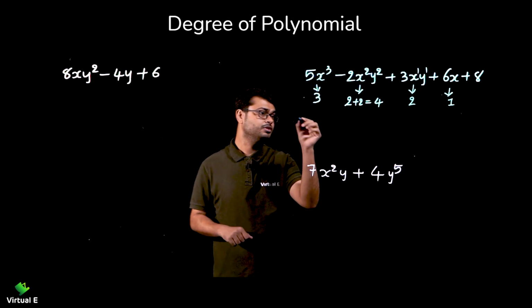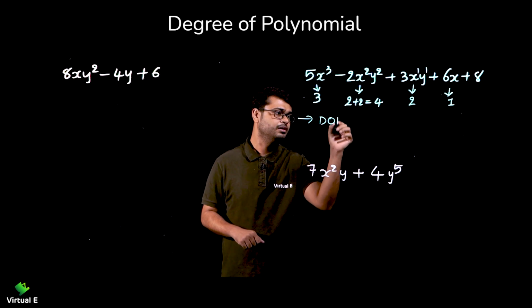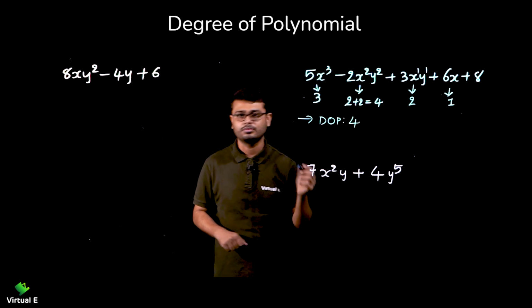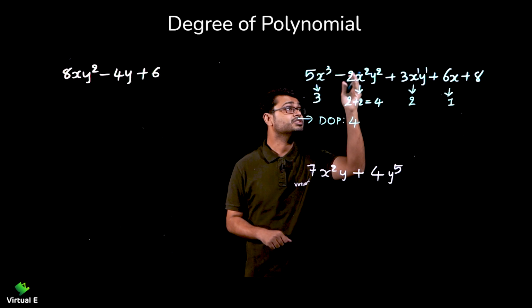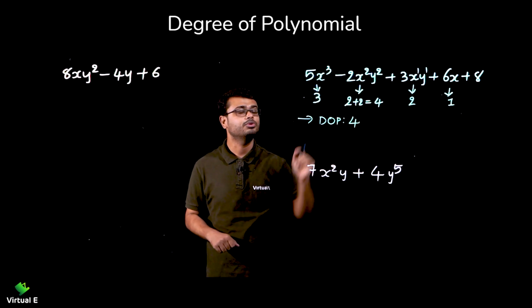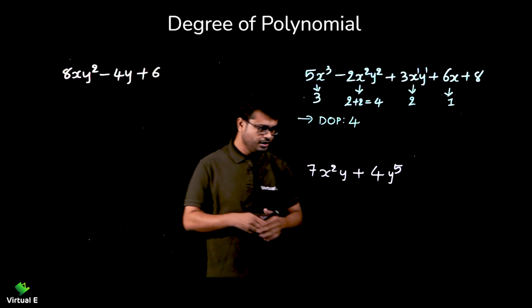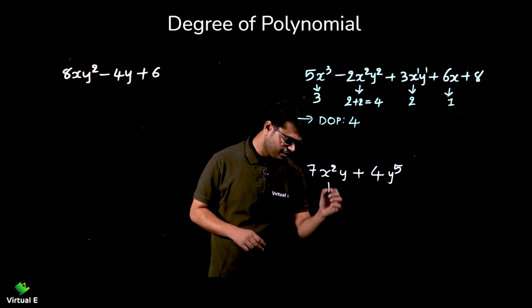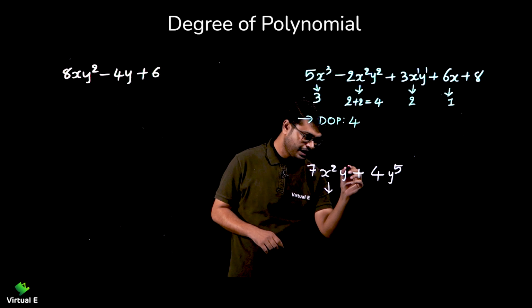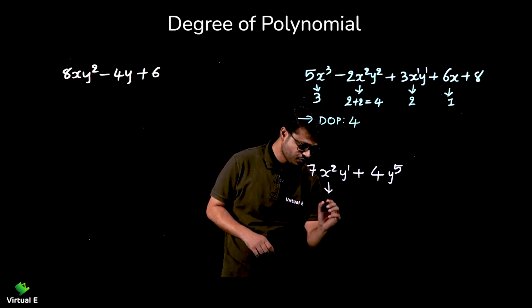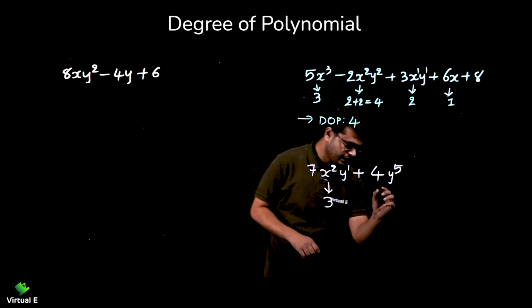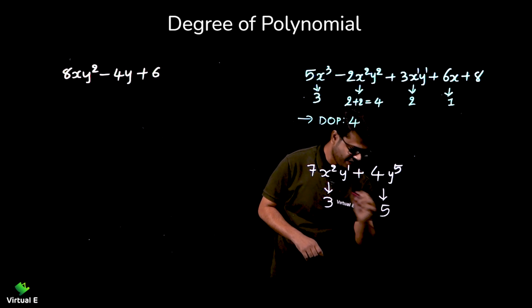Obviously 4. So the degree of polynomial will be 4. Simple, right? You are supposed to add the powers when you have more than one variable. Let's discuss the second case here. In this case, the power is x raised to 2 and x raised to 1. So 2 plus 1 will be 3. And in this case it is 5.